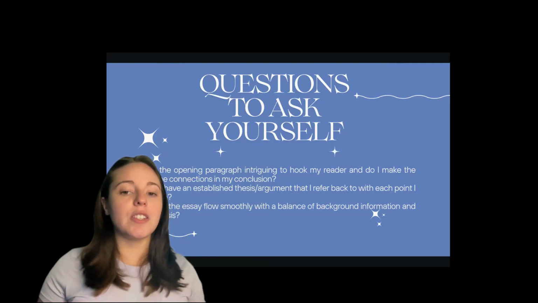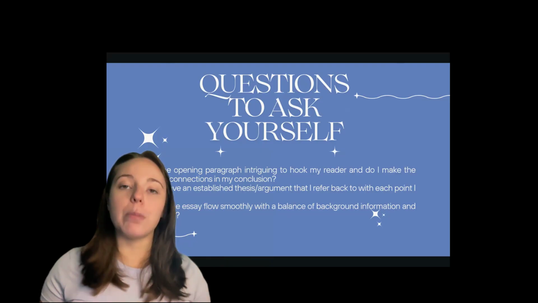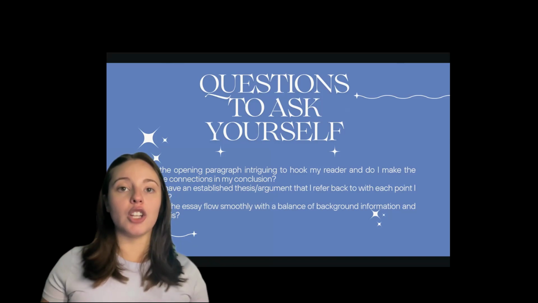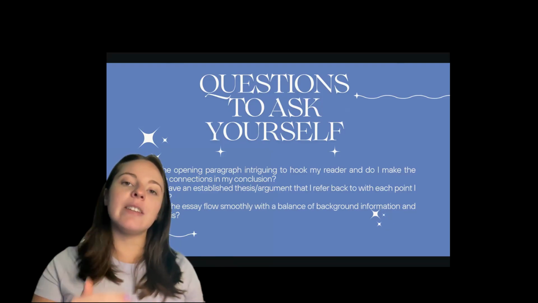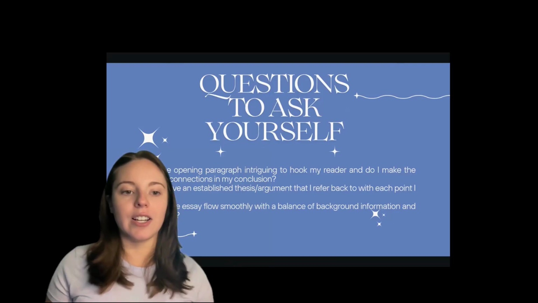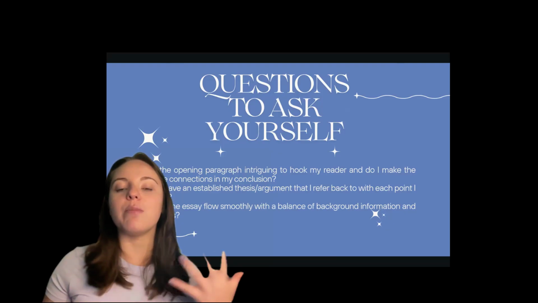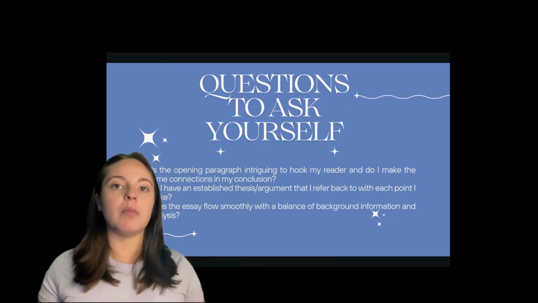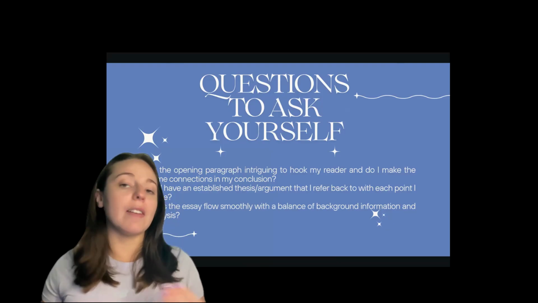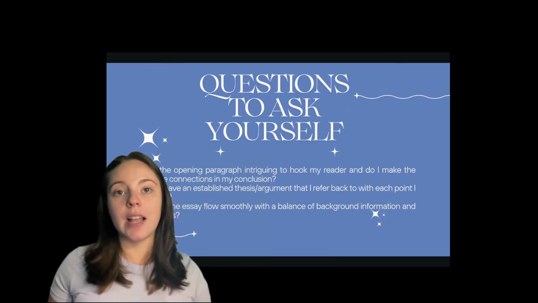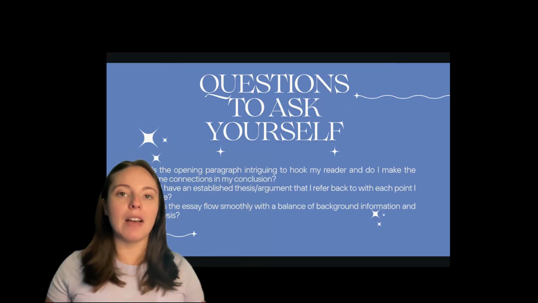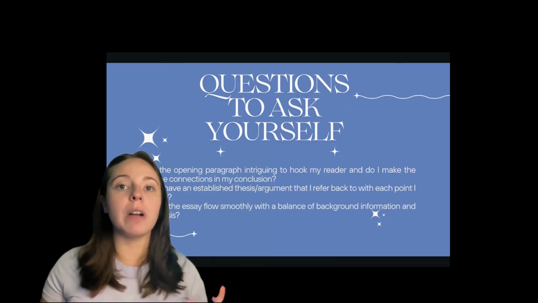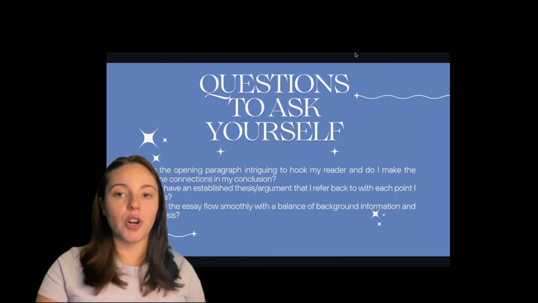Do I have an established thesis slash argument that I refer back to with each point I make? It's very important that students make sure that they have a very clear argument, 1 to 2 sentences max, and then make sure they refer to that throughout their entire essay. And finally, does the essay flow smoothly with a balance of background information and analysis? Sometimes essays are going to be more heavy on the analysis or more heavy on the background information, depending on the type of essay. But it's also really important to have that balance for all types of essays of background and analysis, because having too much or too little of one can affect your grade.